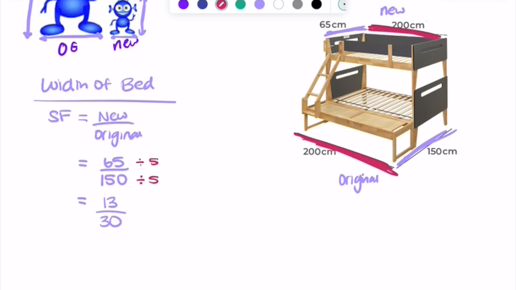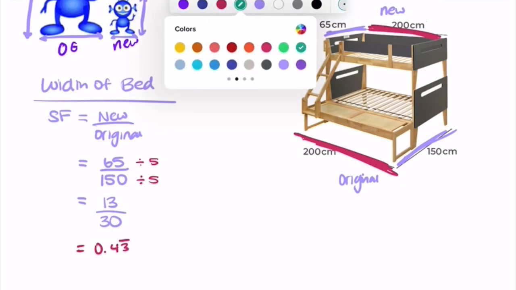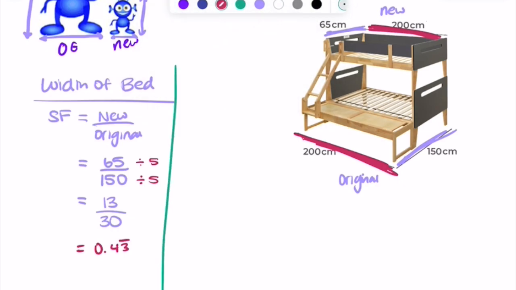I could think of, well, in 50, there's 10 5s. So in 65, there's going to be 3 more 5s. And I know that 150 divided by 5 is going to be 30, because if I just ignore the 0, 15 divided by 5 is 3. So I could add that 0 back in when I'm doing that mental math. I also can see in my calculator that that's going to be 0.43 repeating. It doesn't quite matter because we're just comparing to see if our scale factors are going to be consistent here. Now, I'm going to do the exact same thing with scale factor, but now I'm going to do it for the length of the bed.